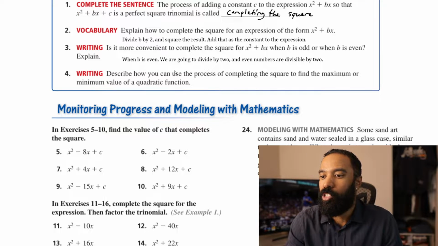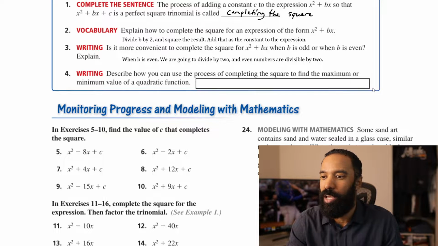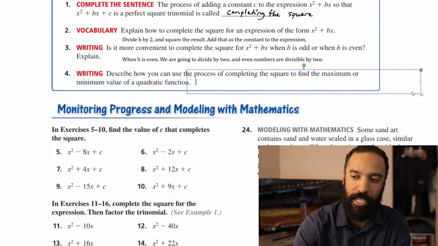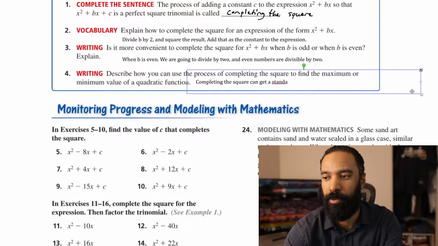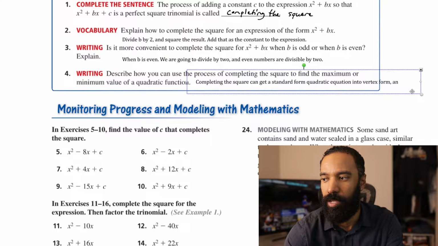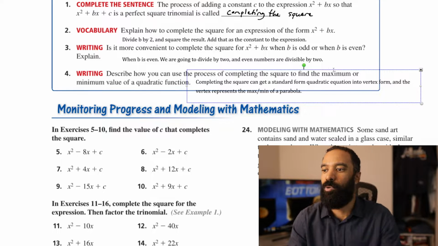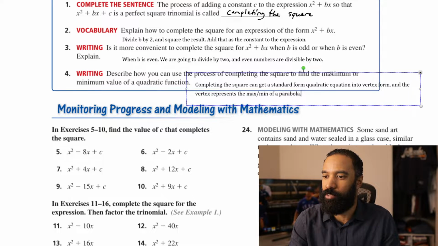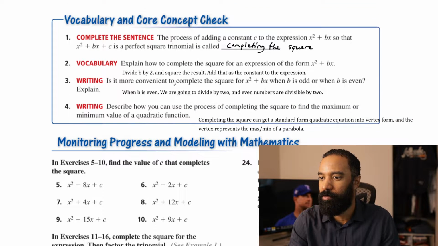Anyway. Describe how you can use the process of completing the square to find the maximum or minimum value of a quadratic function. Completing the square gets your function in vertex form. Completing the square can get a standard form quadratic equation into vertex form. And the vertex represents the max or min of a parabola. So once you have vertex form, you're going to then identify what that vertex is, which makes it your max or min.